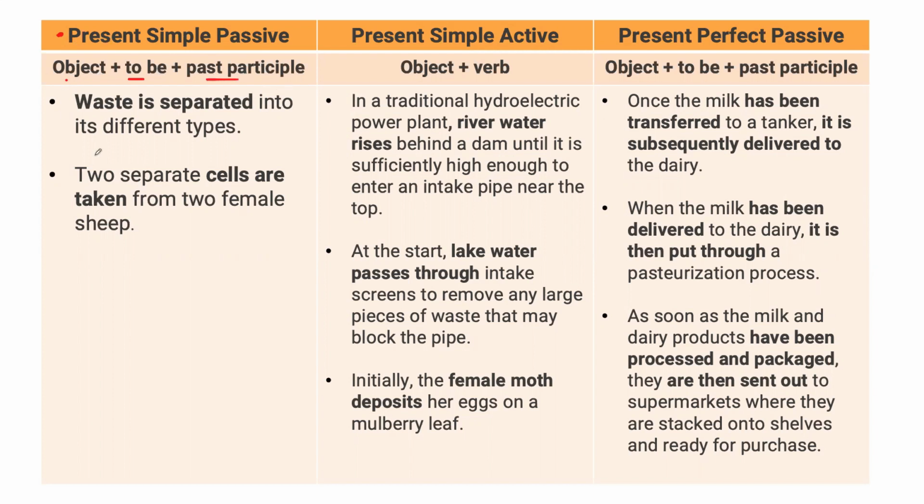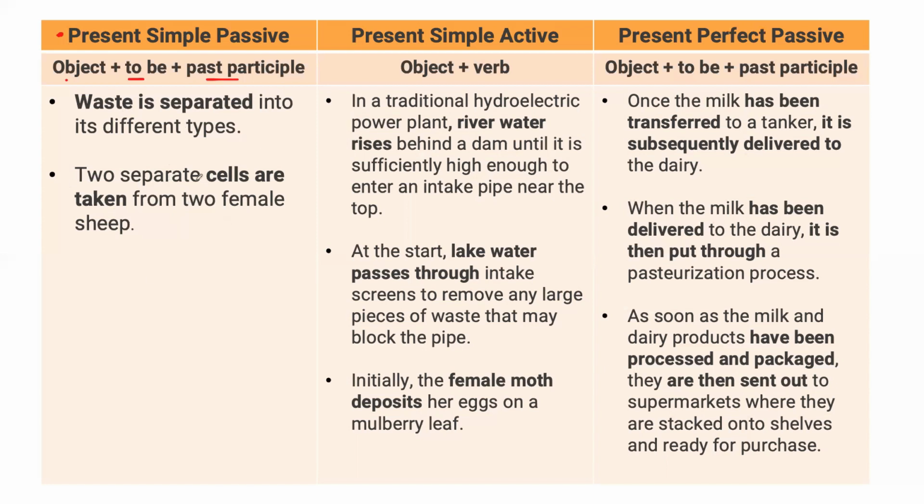Let's look at a couple of examples. We see waste is separated into its different types. Two separate cells are taken from two female sheep. In this case, we do not know who separates the waste. We do not know how or who takes these two separate cells. It isn't important because the action is the most important thing.